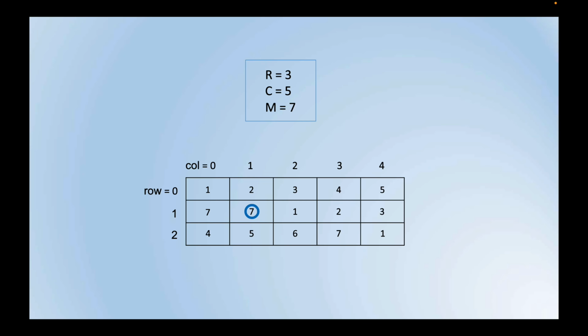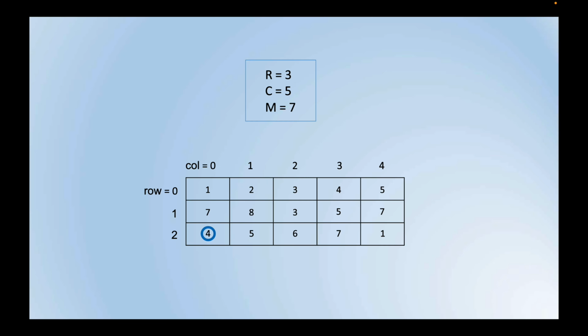Then, we move on to the second number. Again, we look at the numbers above and find the smallest number, and we add it to the current number. Now, we repeat this pattern for every number on the grid. So now this 1 becomes a 3, this 2 becomes a 5, and this 3 becomes a 7.